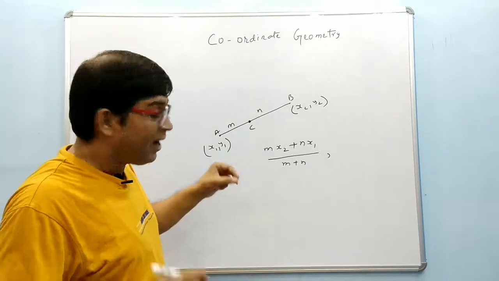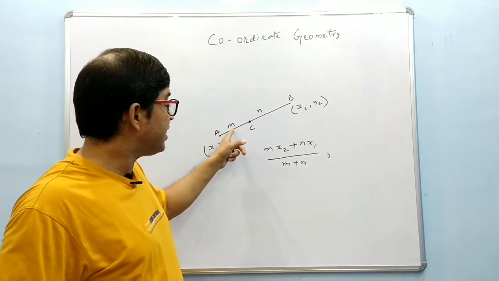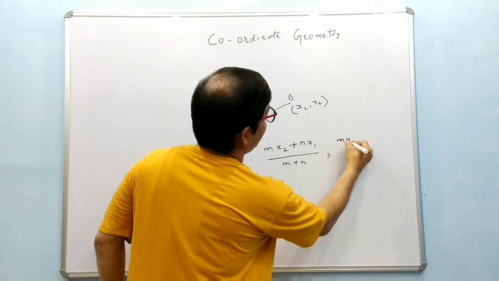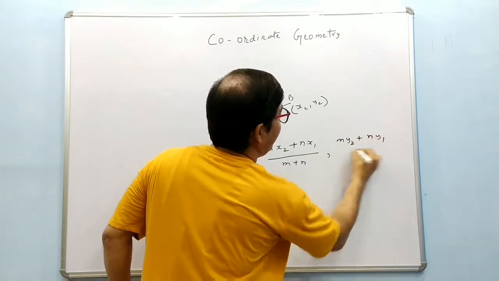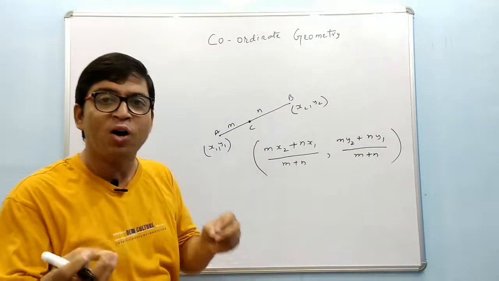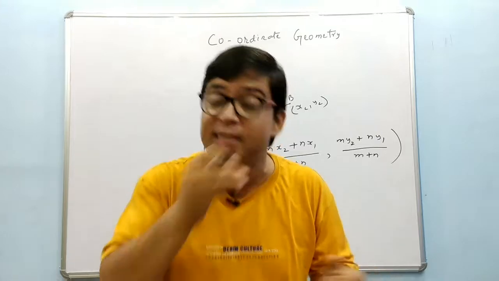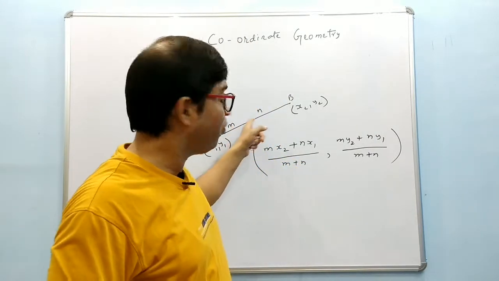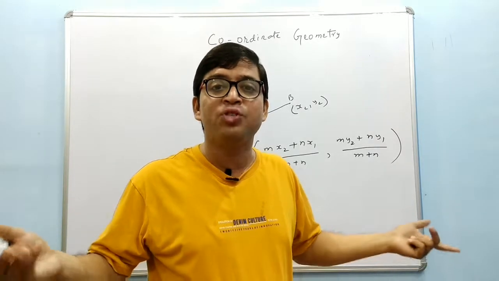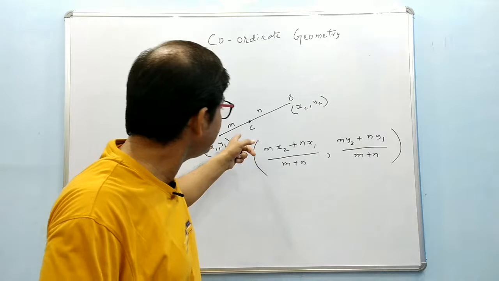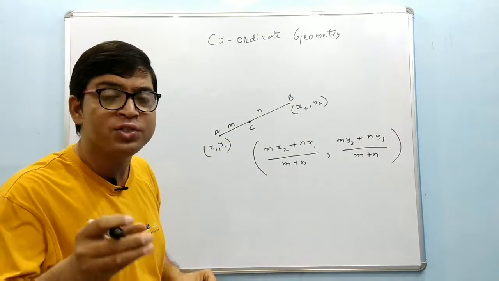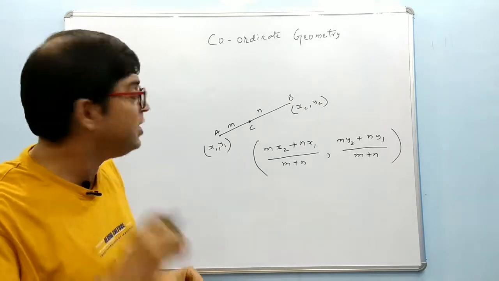How to get the y coordinate? I just told you the technique: this side ratio with that side coordinate. So m into y2 plus n into y1, by m plus n. So you can get the coordinate of C very easily by taking the ratio. If the ratio is known, 1:2, 3:4, 5:3, anything is given, you just go through it. The formula you remember, you can find the coordinate of C very, very easily.